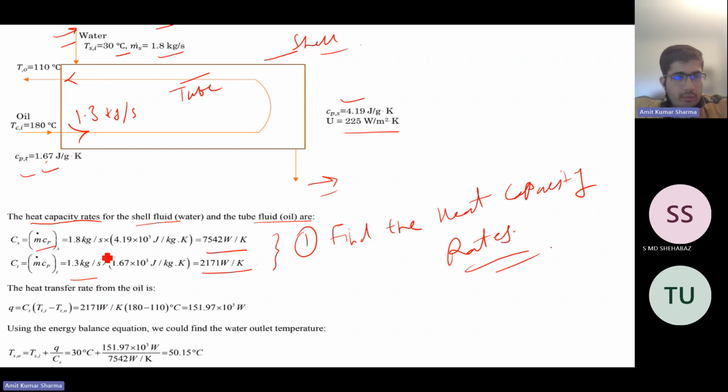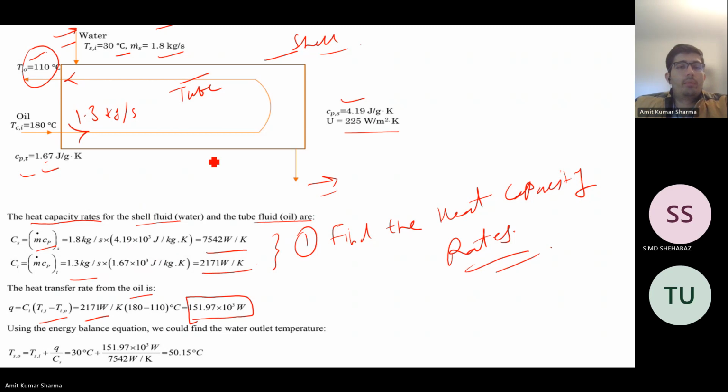Now find the heat transfer rate from the oil. So Q will be heat capacity rate into temperature difference. We have been given the inlet temperature as 180 degrees, and the outlet as 110 degrees centigrade. So it will be 2171 watt per Kelvin times 180 minus 110. After the calculation, it will come around 151.97 into 10 to the power 3 watt.